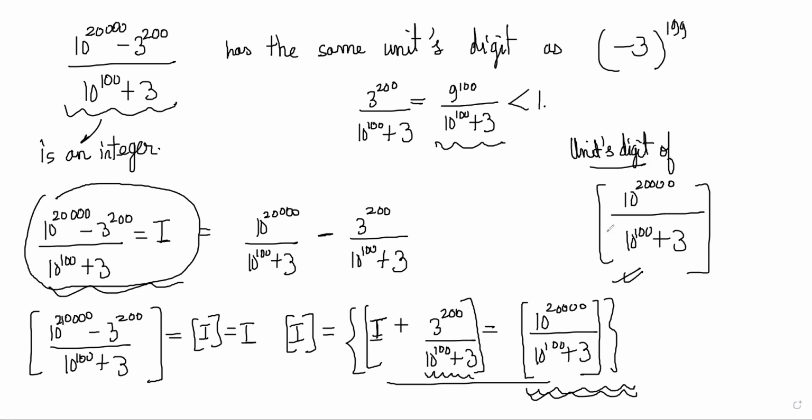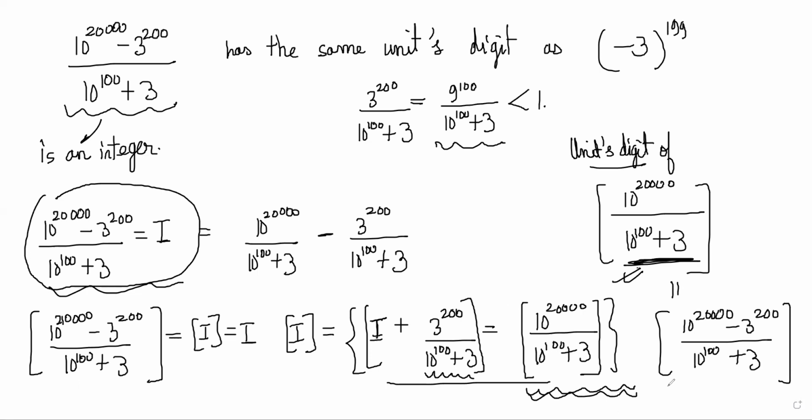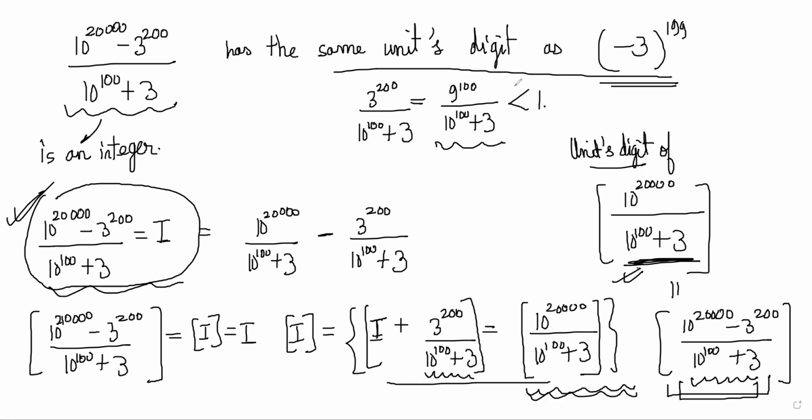So now since this GIF is equal to GIF of (10^20000 - 3^200) / (10^100 + 3), which is our I, we can just focus on the units digit of this, right? We know already that this is an integer. So we don't even need to write the GIF sign because we know that this I is itself an integer. So we just need the units digit of this I, right? And earlier we had seen that it has the same units digit as minus 3^199. So ultimately my job is now to find the units digit of minus 3^199, right?